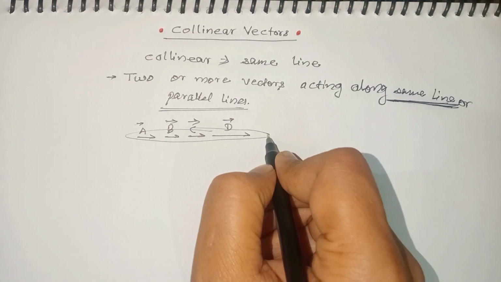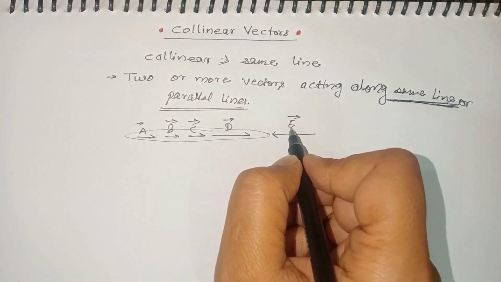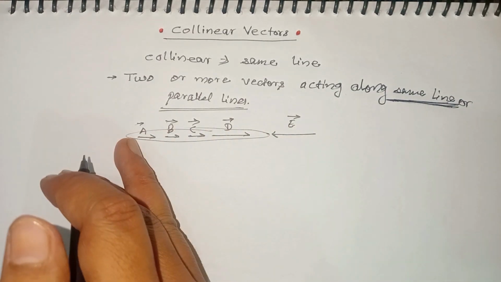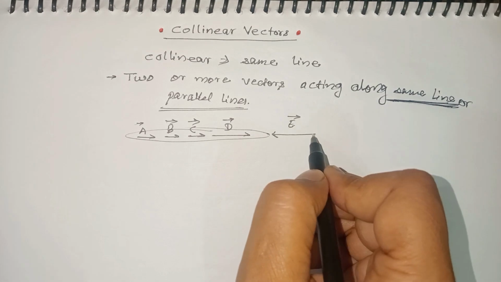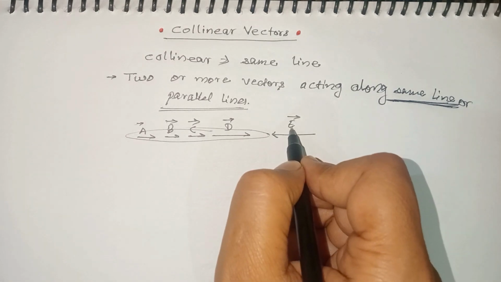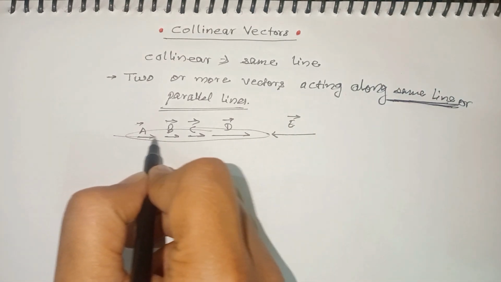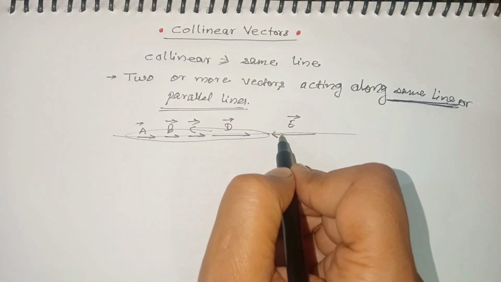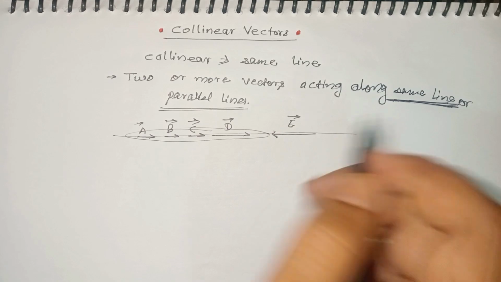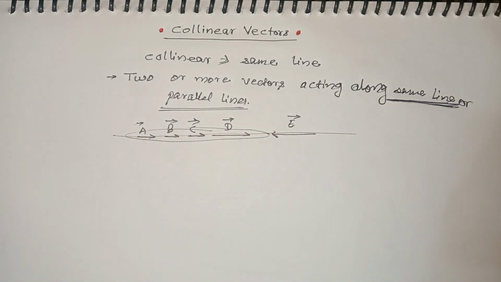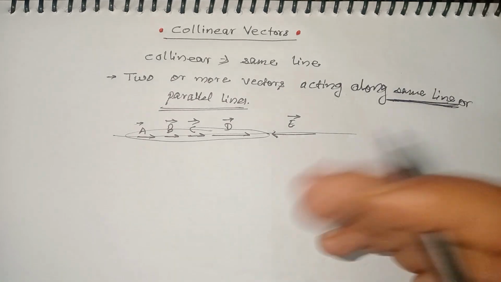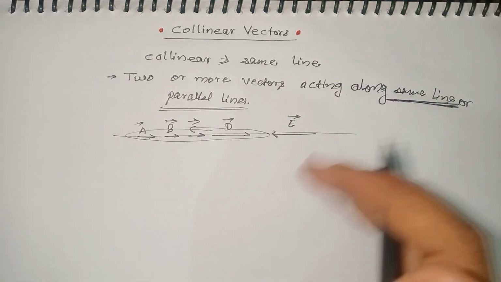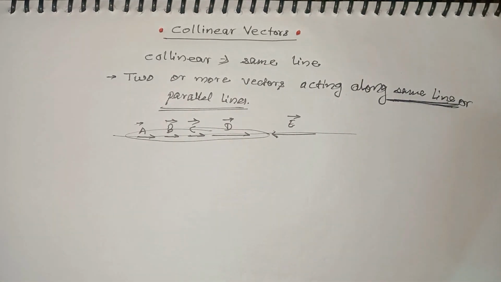If there is a vector E, is vector E also collinear with these vectors? Yes, if vector E is also acting in this line, it is included. Although its direction is different, its direction is opposite, it is lying in the same line. It doesn't matter whether the direction is reverse or what the direction is. It matters whether the vectors are lying in the same line or not. They are called collinear vectors.